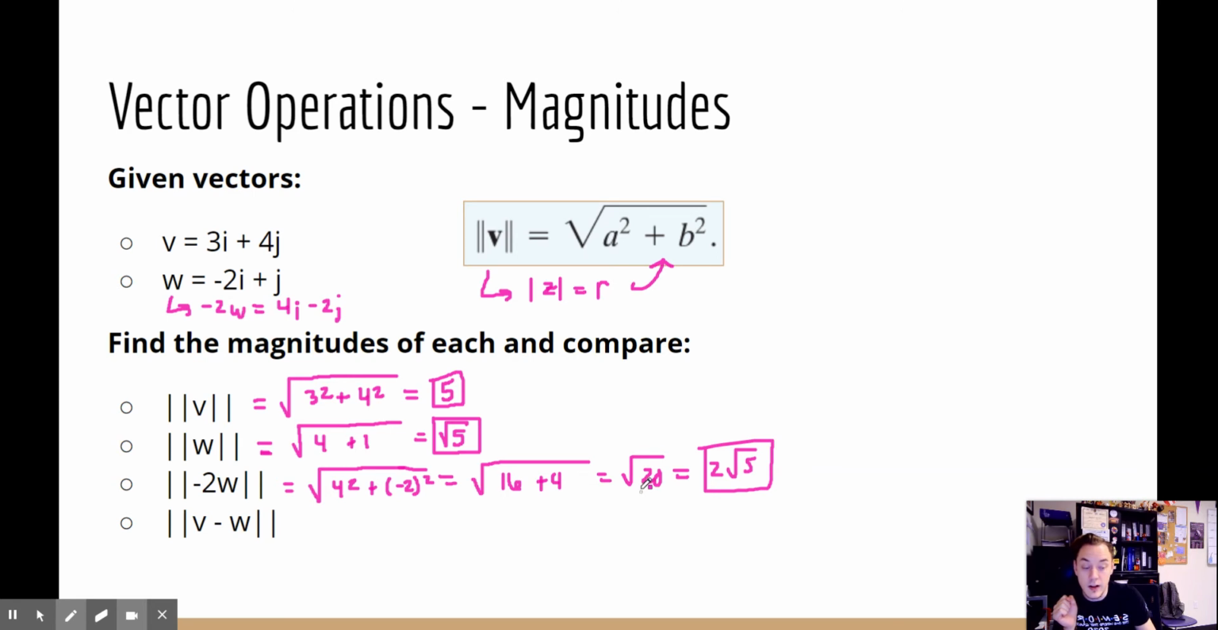Because there's a 4 in there, 4 times 5. 4 is a perfect square. It comes out as a 2. Radical 5 is left over.